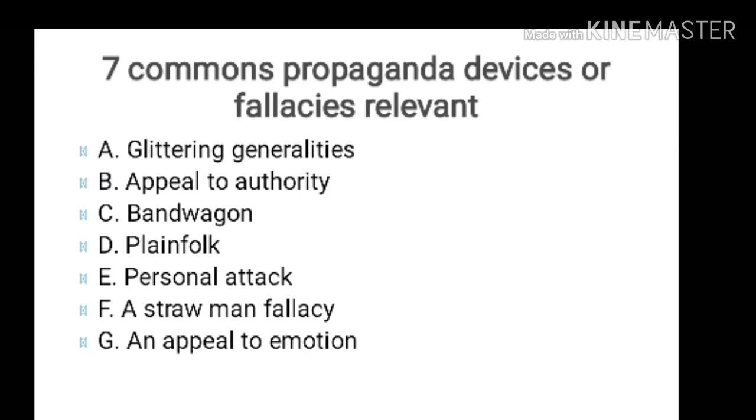Okay, for the next point will be continued by Miss Elma. Well, okay, I will continue.